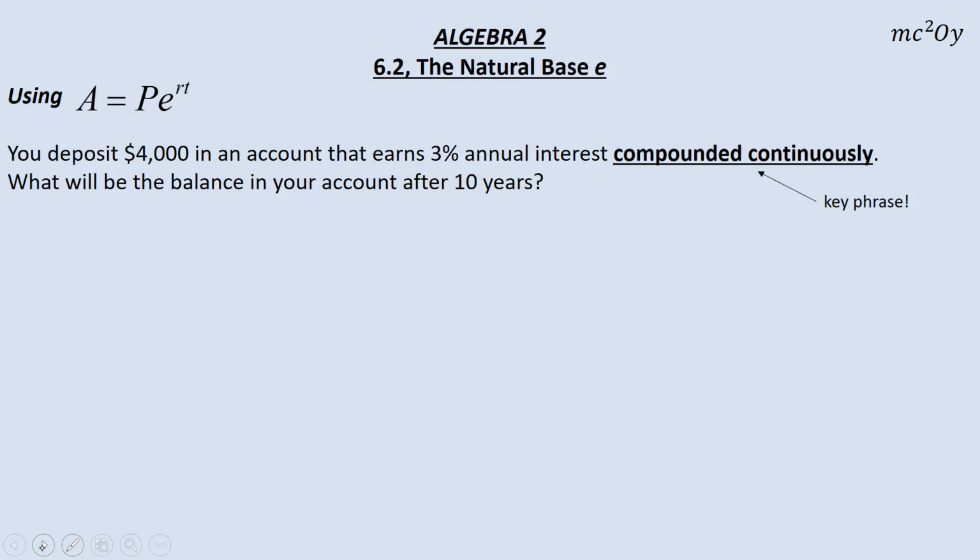But let's actually explore using the compound interest formula. Let's say we deposit $4,000 into a bank that earns 3% annual interest compounded continuously. By the way, if you ever get that deal, that's a pretty darn good deal. You're continuously compounding. As you are breathing, you're making money on your money. What will the balance be in your account after 10 years?